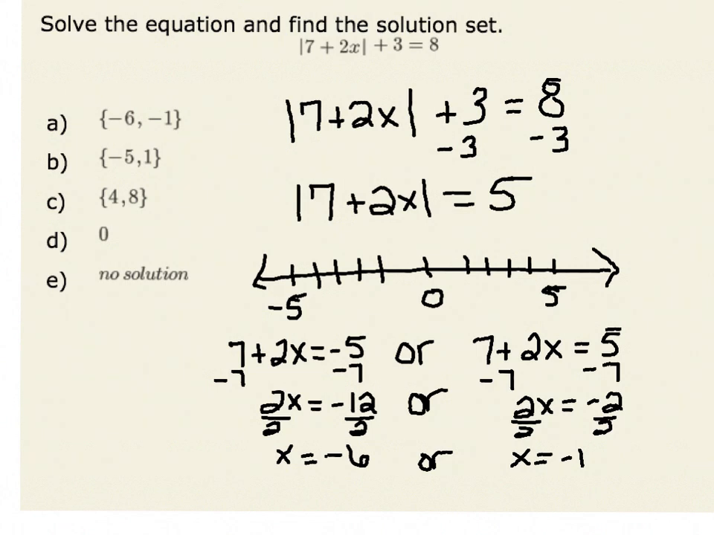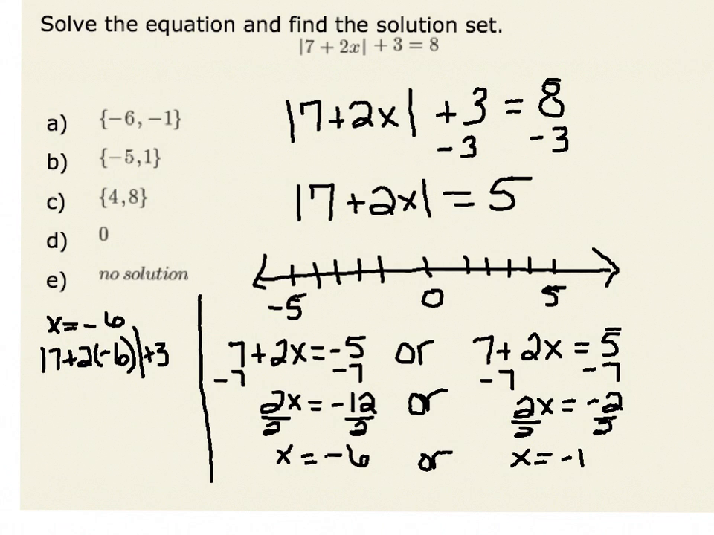Before we are certain that those are our answers, let's go back and verify. We can substitute x equal to negative 6 or negative 1 into our original absolute value equation to make sure that our statement is true. So if x is equal to negative 6, we would have the statement: the absolute value of 7 plus 2 times negative 6, plus 3, and we want to verify that it's indeed equal to 8.